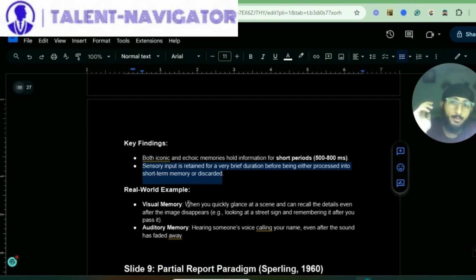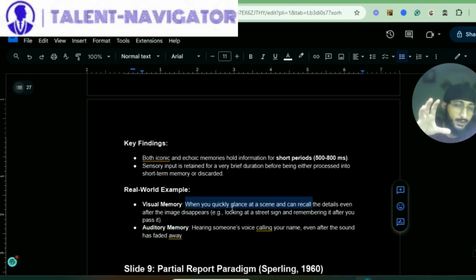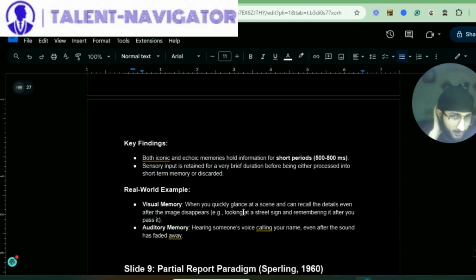Now, a real-world example, visual memory: when you quickly glance at a scene, you can recall the details even after the image disappears. Example: looking at a street sign and remembering it after you pass it. Auditory memory: hearing someone's voice calling your name even after the sound has faded away. So that's it for this video.